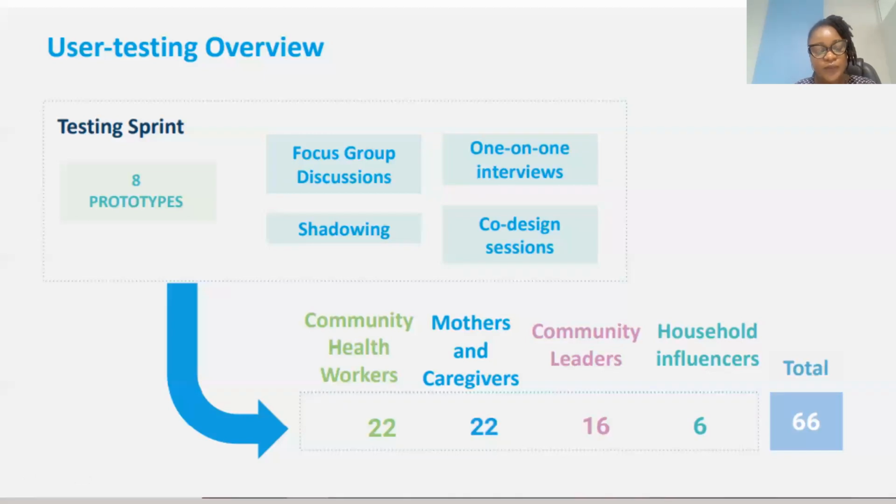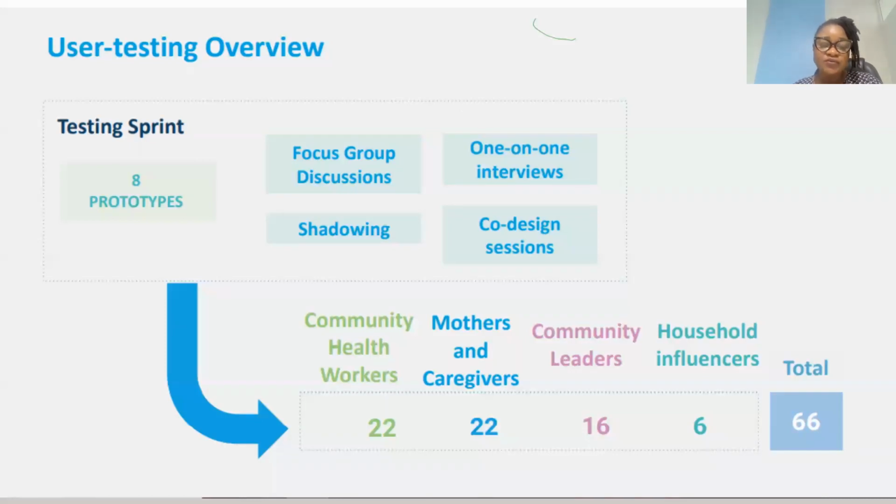Building on the research and the prototypes that came out, we went through testing of those prototypes. And for the testing, we engaged with community health workers. So we can see that community health workers will engage with mothers and caregivers. We had more community health workers and mothers and caregivers engaging with these tools, because they are the primary audience for this tool. And like Dr. Shito mentioned earlier, we also had other influencers that we considered, and we engaged them in the testing for these tools as well. So we had community leaders, and we also had household influencers engaging with these tools.